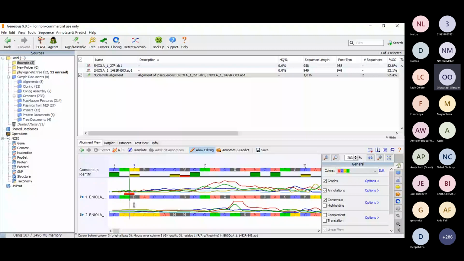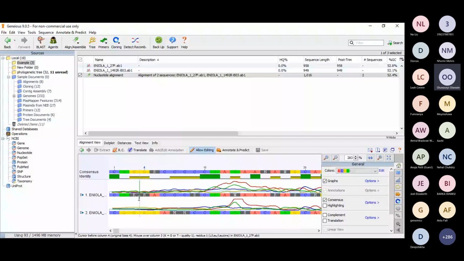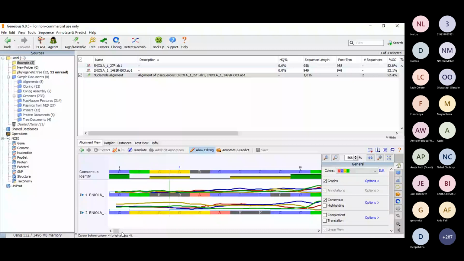Now remember, we add K there. Now when you place your cursor on the K and look down here, let me zoom. When you look down here, let me place my cursor on K.